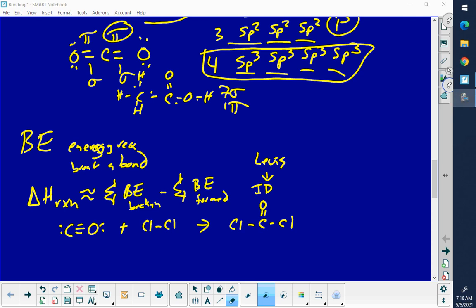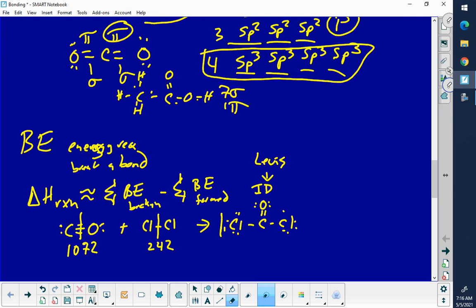Okay, so if we have this kind of situation, you want to identify what is breaking. Well, I have to break this triple bond, and I have to break that single bond. So they give me the bond enthalpies, and by the way, all my bond enthalpies are positive. So this is 1,072 kilojoules per mole. This is 422 kilojoules per mole. So those are the ones that are breaking.